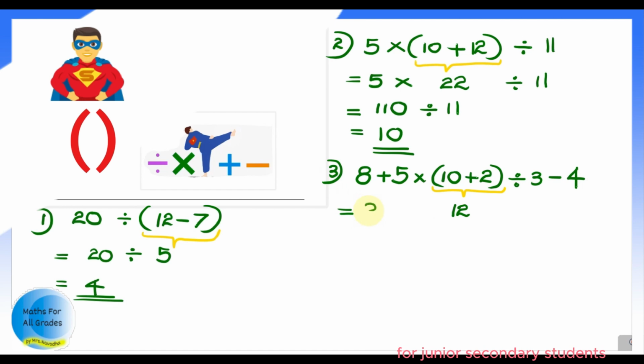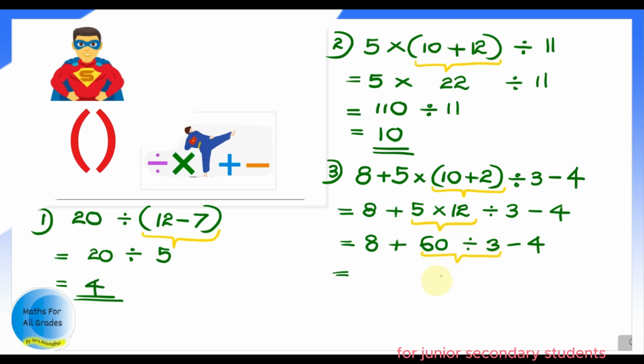Let's write down the rest of the question as it is. Now we are going to focus on the multiplication and division and we are starting from left to right. So first you have to do this multiplication. 5 times 12 equals 60. Now write down the rest of the question. 60 divided by 3 equals 20. Here you can write 8 plus 20 minus 4.